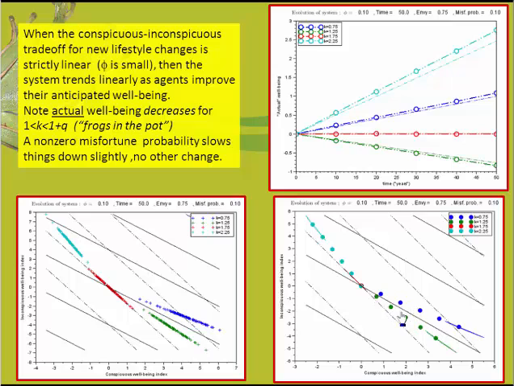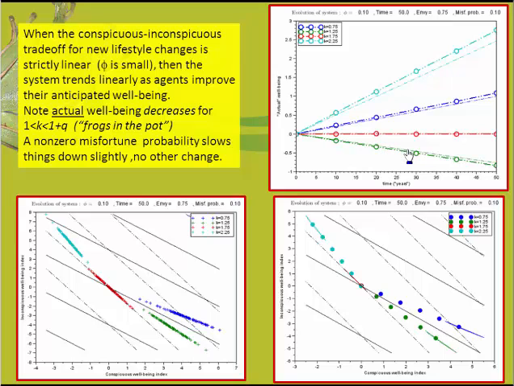Note, however, that even though the system is moving in the direction of increasing anticipated well-being, because of the overweighting due to the envy factor, the actual well-being is in fact decreasing. He's moving away from this solid line. So you can see that this green line is actually experiencing a decrease in well-being.